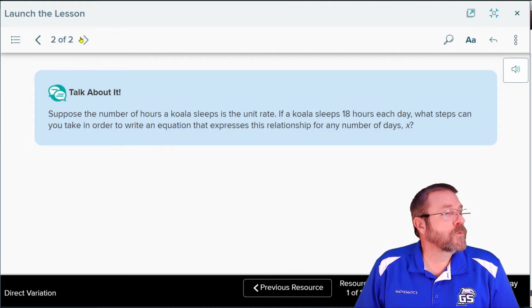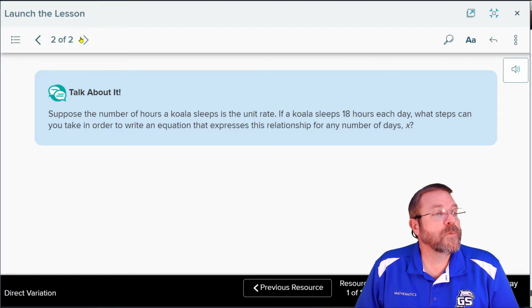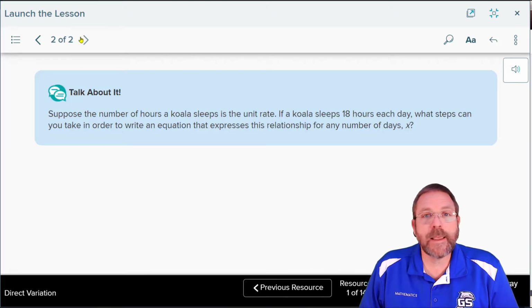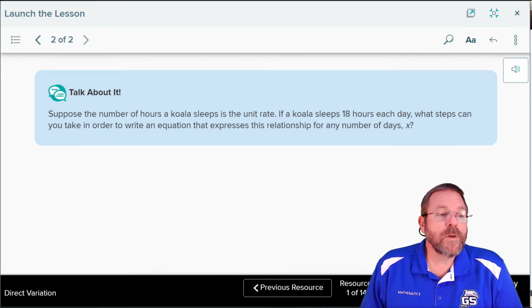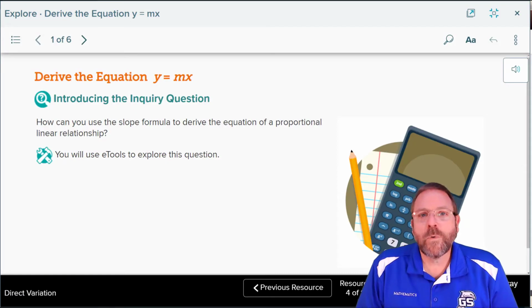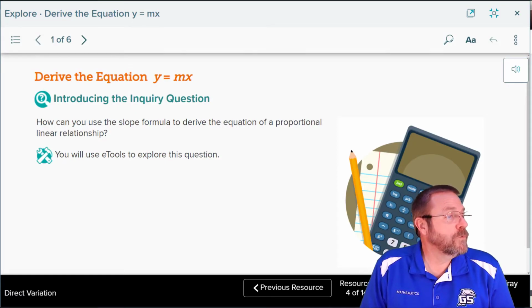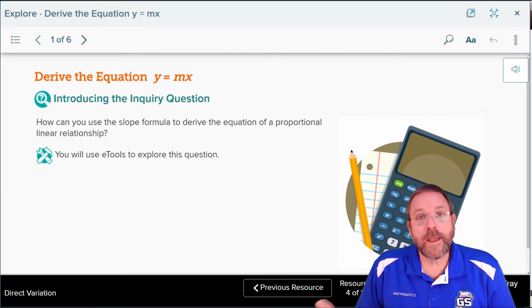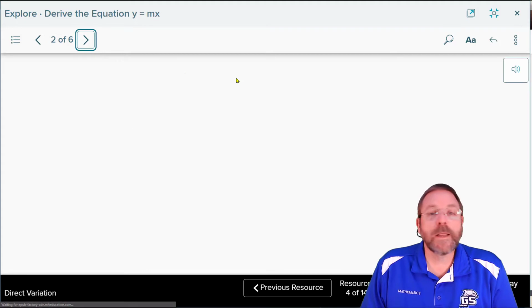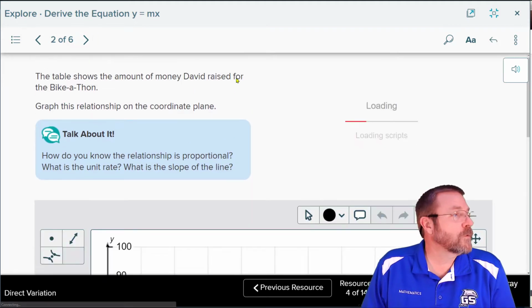Suppose the number of hours a koala sleeps is the unit rate, and if the koala sleeps 18 hours each day, what steps can you take in order to write an equation that expresses the relationship of the number of days, x? These are some of the things we're going to be looking at as we get further into this lesson. Now our inquiry question asks, how can you use the slope formula to derive an equation for a proportional linear relationship? And we're going to play around with some e-tools here to figure that out.